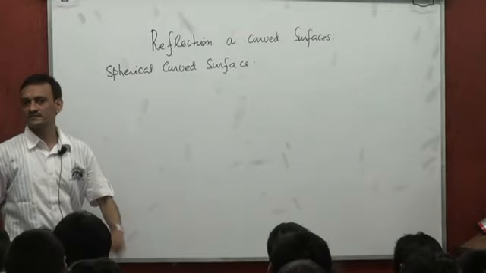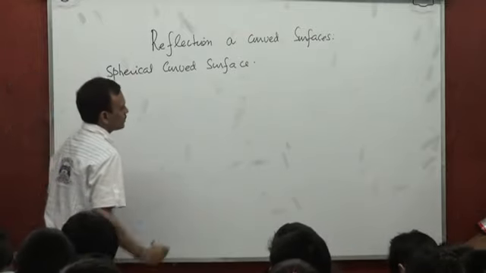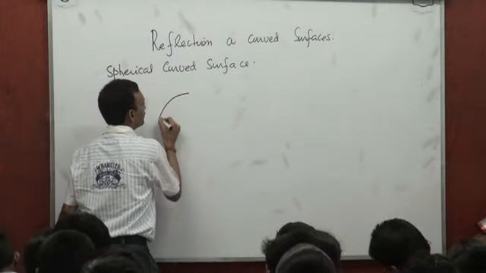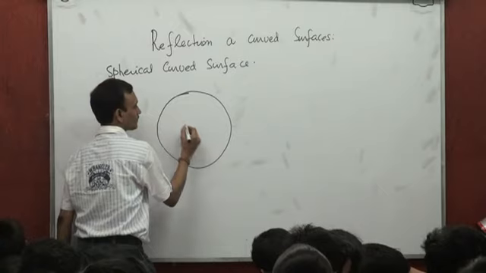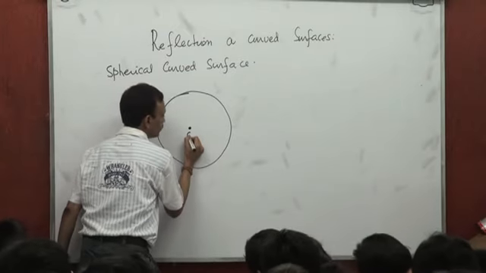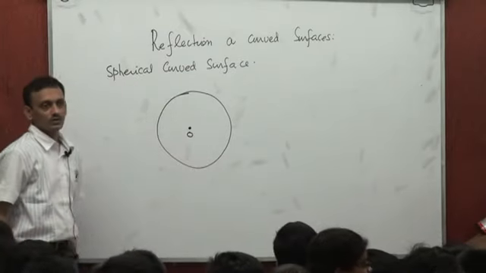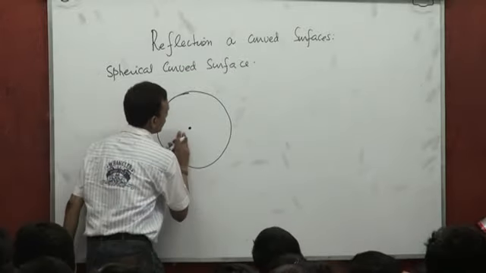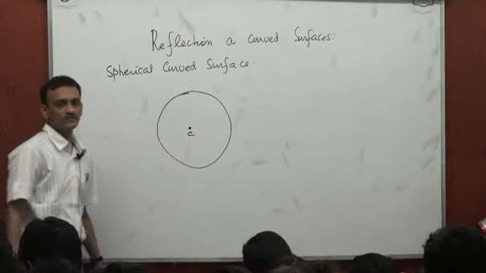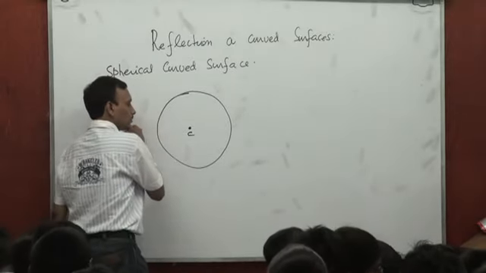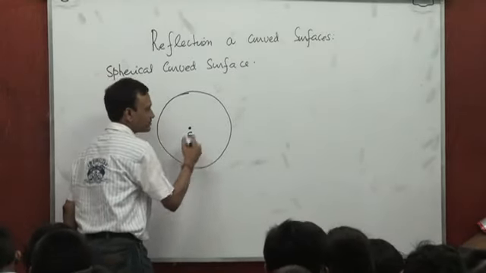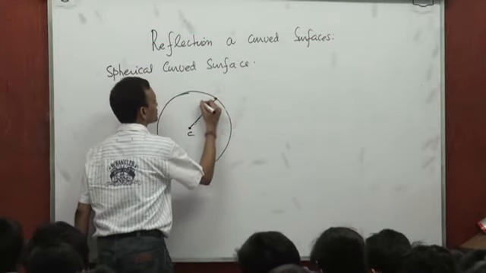So a spherical curved surface then, if you have a sphere, this is the center of the sphere, call it C. The sphere has a certain radius.